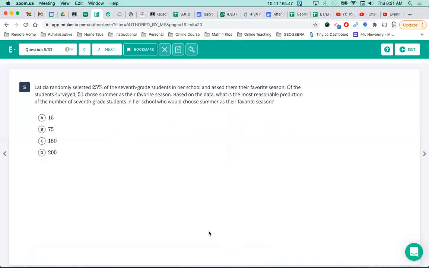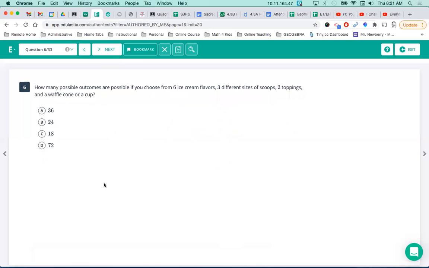All right. And the next one, number 6. How many possible outcomes if you choose from 6 ice cream flavors, 3 different sizes of scoops, 2 toppings, and a waffle cone or cup? All right, so this is the same idea. How many things are we picking from? And this is why I like to use these open spaces for all of our different choices. We're choosing from ice cream flavors, sizes of scoops, toppings, and then a waffle cone or a cup.